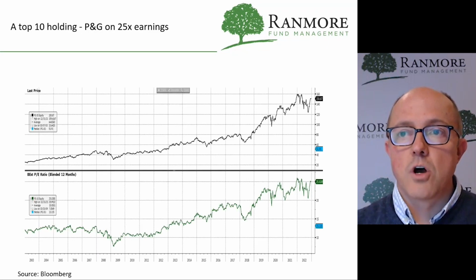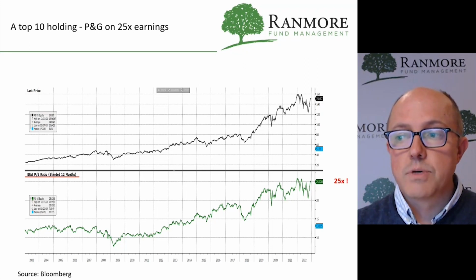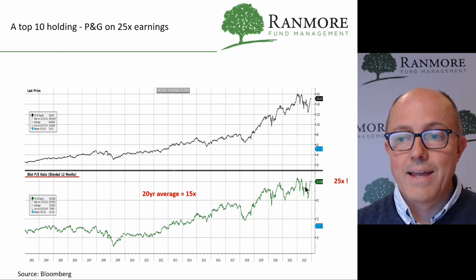Here's an example of a top 10 holding of one of the large value indices, and it's Procter & Gamble. In the top half, you have the price of Procter & Gamble, and in the bottom half, you have the forward earnings ratio based on analyst estimates. At the moment, Procter & Gamble's forward estimate is 25 times earnings, and the 20-year average PE multiple for Procter & Gamble is 15 times.